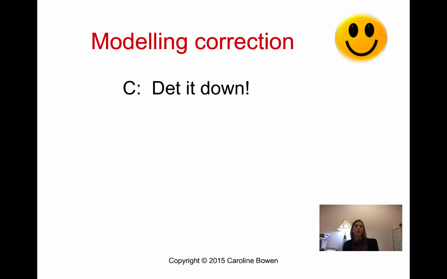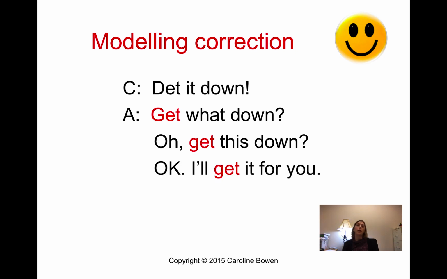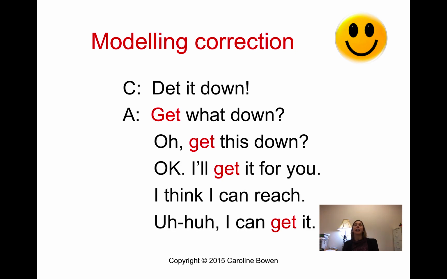Okay, so here the kiddo says, "Get it down." And we say, "Get what down? Oh, get this down? Okay, I'll get it for you, right? So I think I can reach. I can get it, right?" So again, nothing too complex. It's not too obnoxious because you're just having short statements, but just keep repeating that word multiple times. That's the common denominator, so to speak, in all the words that you said. You got get across the board. And so then the kid might actually get it.